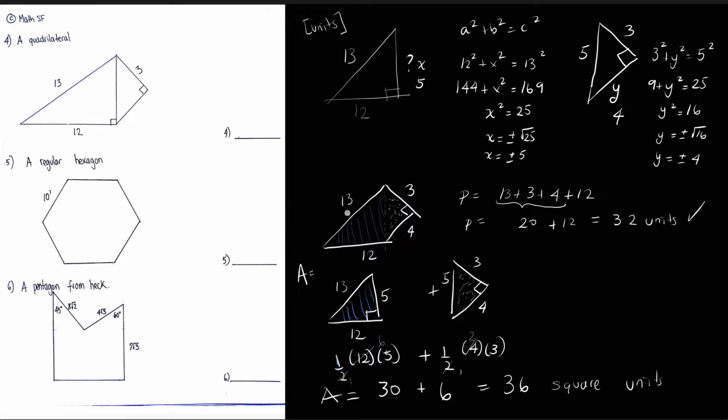So whenever you fill out your answer, you're going to have to write P equal to 32 units. Well, not here, definitely. It should be problem number 4. P equals 32 units, and area equals 36 square units. Okay, so that's for problem number 4.